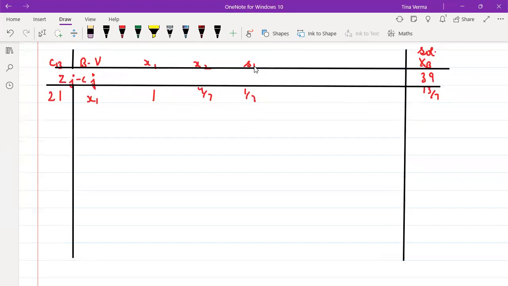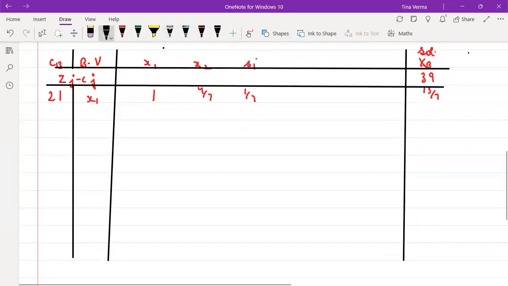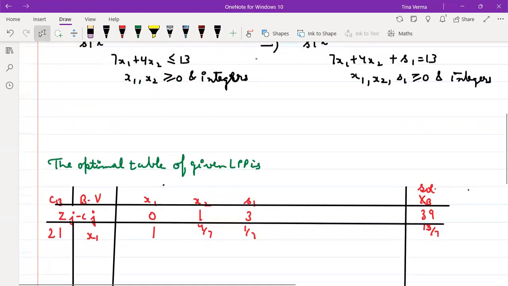And because this is the optimal table, obviously it will satisfy your condition that zj minus cj, in the case of maximization, is greater than zero. So the values are coming as 0, 1 and 3. So now you got your answer from solving the LPP, right? But if you see, this is not satisfying our condition that my x1 and x2 should be integers. Here I have got x1 as non-integer, right? So how will we make this an integer?